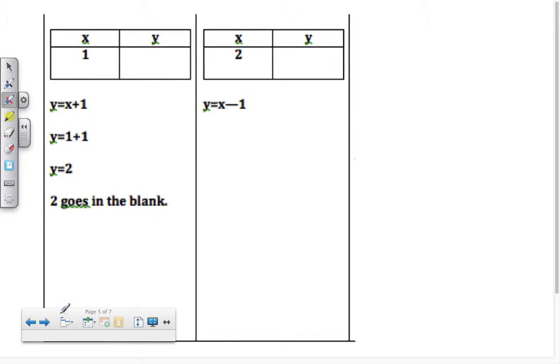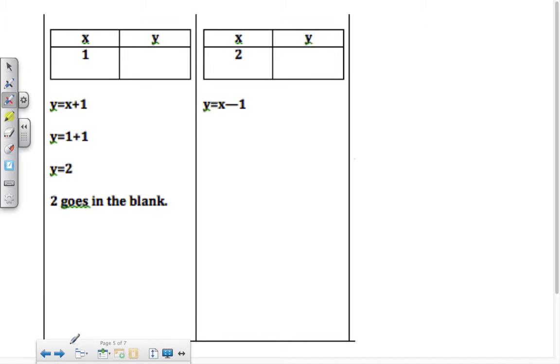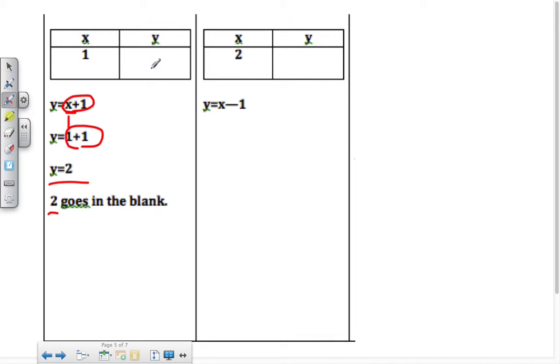You can use substitution to figure out what goes in the tables. Right here, x is 1. It says so. X, 1. So plug it in for this x down here. That x turns into a 1. Y equals 1 plus 1, like it says in the equation. So y equals 1 plus 1. Y equals 2. So 2 goes in the blank.